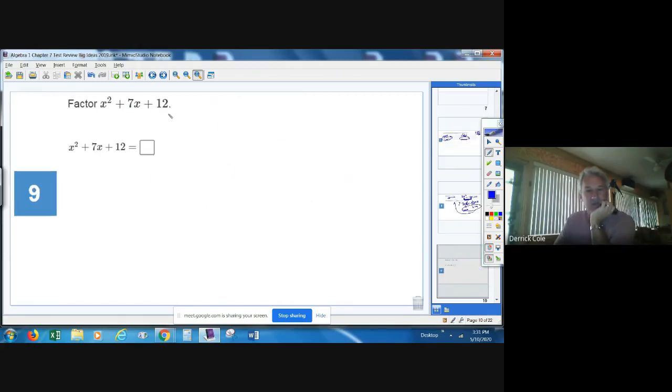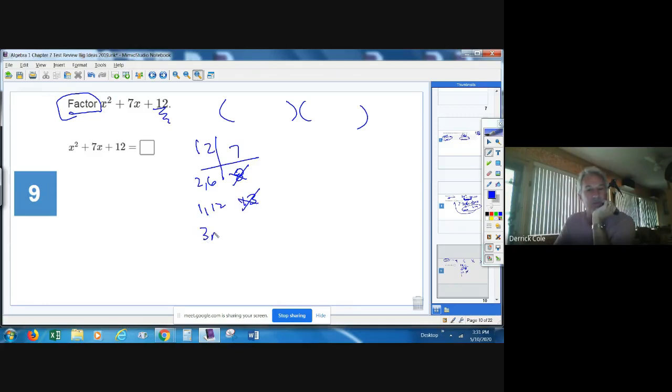Number 9, factor. Factor, not x equals something, not a number. Factor, meaning it's going to look like this. All right, so I need the factors of 12 that give me 7. 2 and 6 give me 8. No. 1 and 12 give me 13. Nope. 3 and 4 give me 7. Bingo.